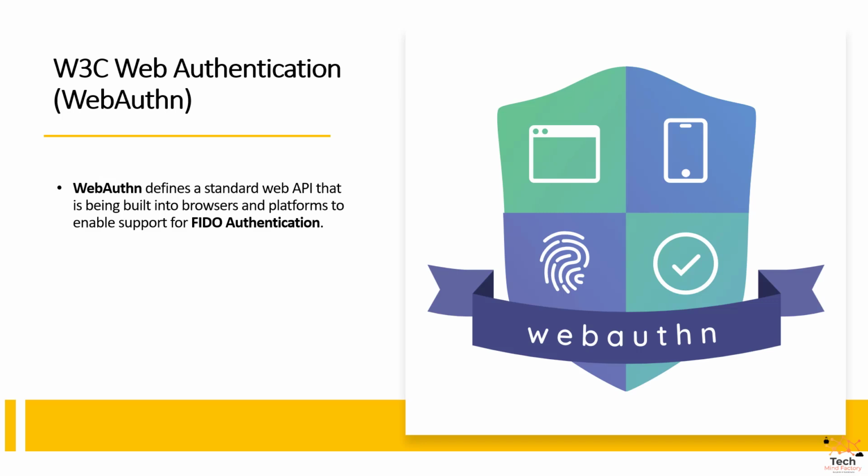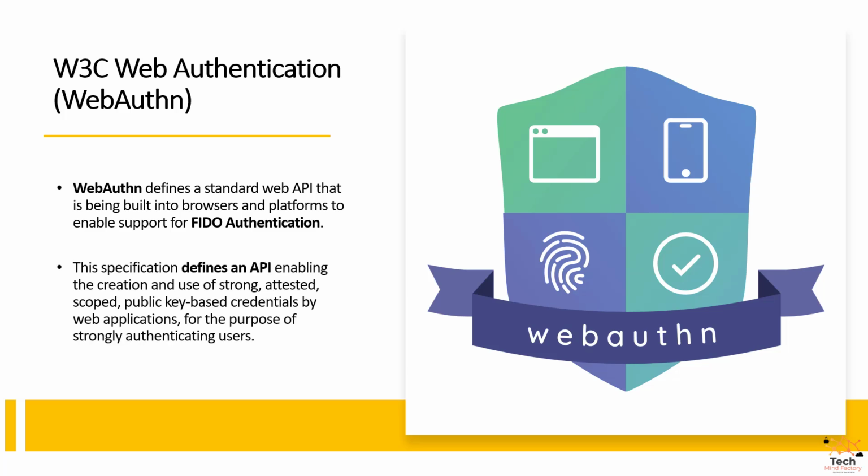Now the second standard is called WebAuthn from W3C. WebAuthn defines a standard web API that is being built into browsers and platforms to enable support for FIDO authentication. This specification defines an API enabling the creation and use of strong, attested, scoped, public key-based credentials by web applications for the purpose of strongly authenticating users. So we have FIDO2 and the CTAP protocol, Client-to-Authenticator Protocol, and we have the WebAuthn standard. Yes, so it defines an API, so how to communicate and how to enable this stronger authentication method.